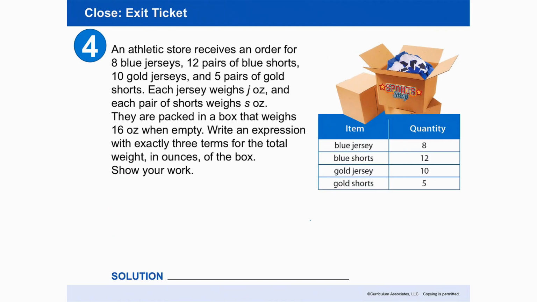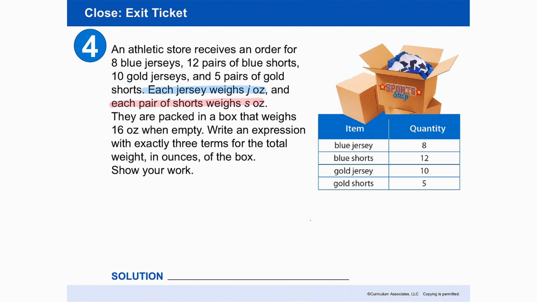Okay, finally, we have this problem dealing with jerseys and shorts. It says an athletic store receives an order for 8 blue jerseys, 12 pairs of blue shorts, 10 gold jerseys, and 5 pairs of gold shorts. Each jersey weighs J ounces. So they're telling us what we need to separate it by. So jerseys are J, and each pair of shorts is S.